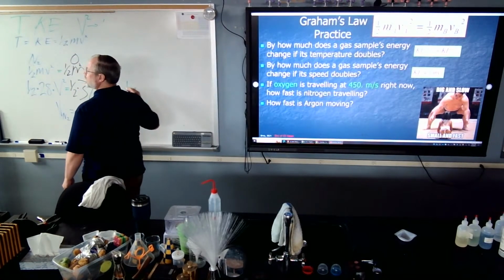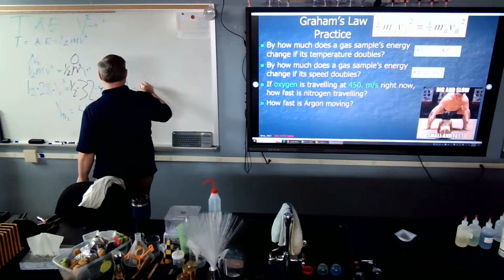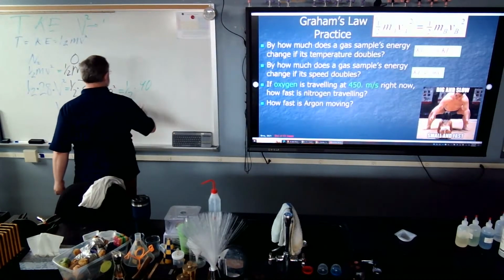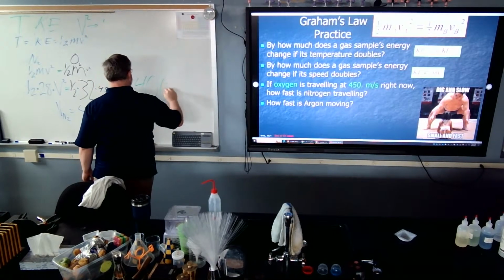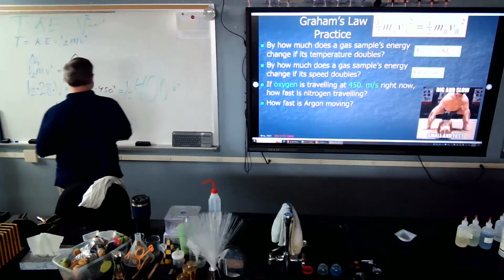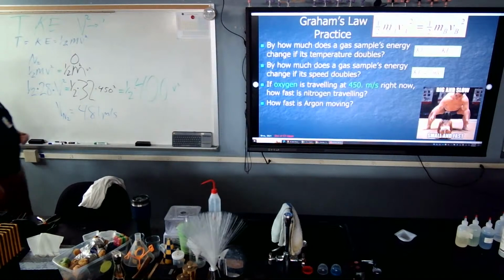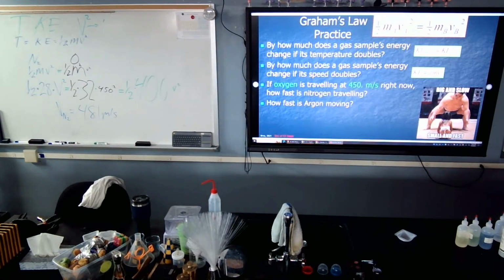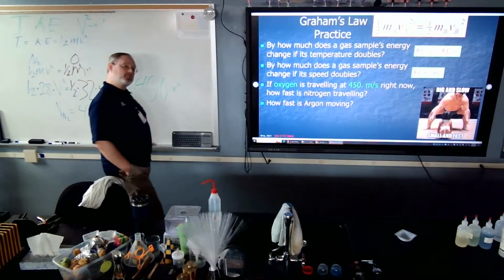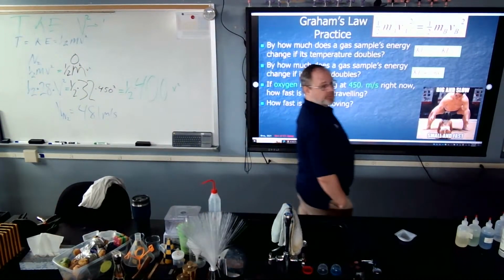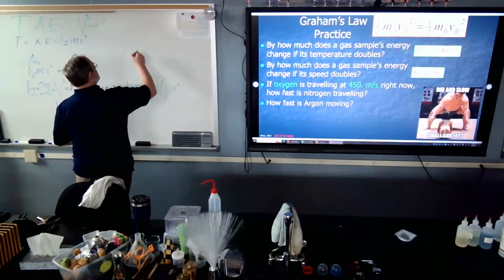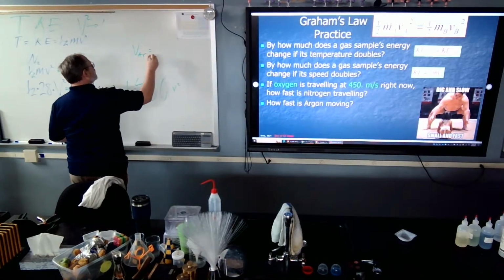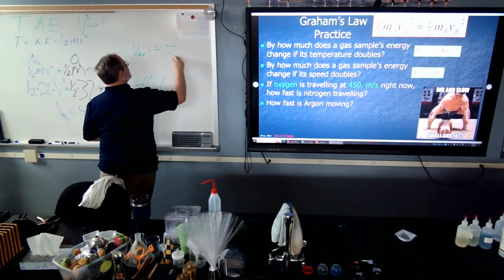Argon is 39.9. We're going to do 40. Round the numbers. I got 402. And again, by context, argon is more massive than oxygen, so it should be going slower. 402.4922359. 402 meters per second.